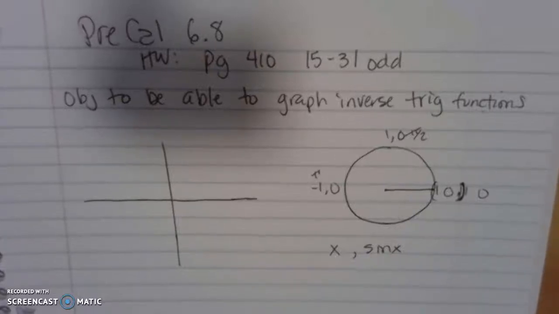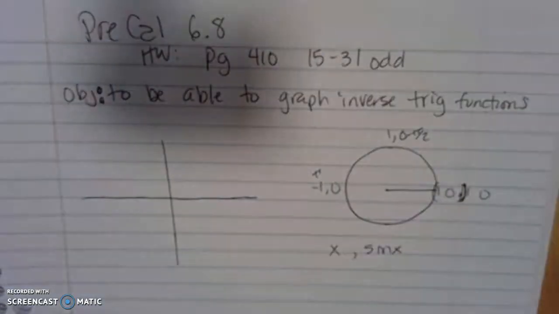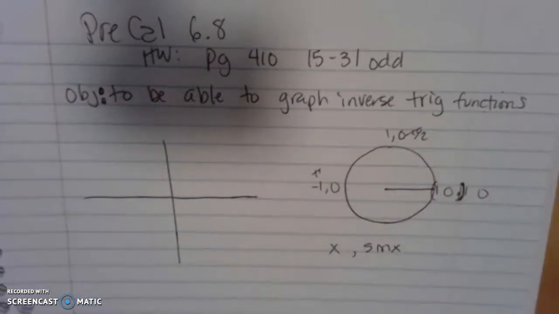Okay, section 6.8, the objective is to be able to graph inverse trig functions. And your homework's on page 410, 15 to 31 odd.